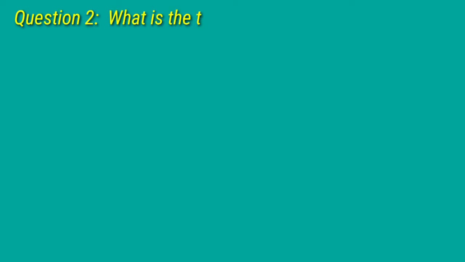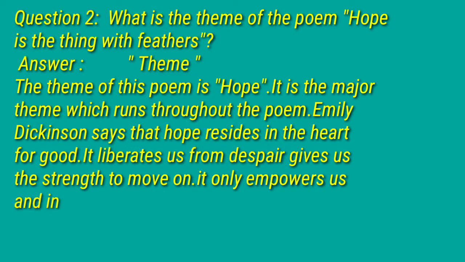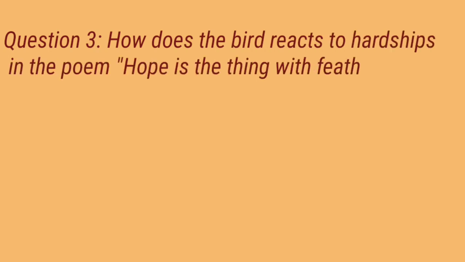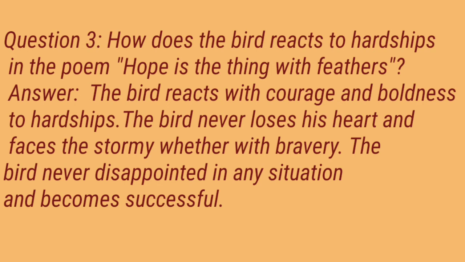In question 2 we are asked about the theme of the poem. As we know, theme is the central idea or main idea of the poem, or simply the message the writer wants to convey. So the theme of this poem is hope, and further explanation is given in the answer. In question 3 we are asked about the bird in the poem, how that bird reacts to the hardships. The explanation is given in the answer.